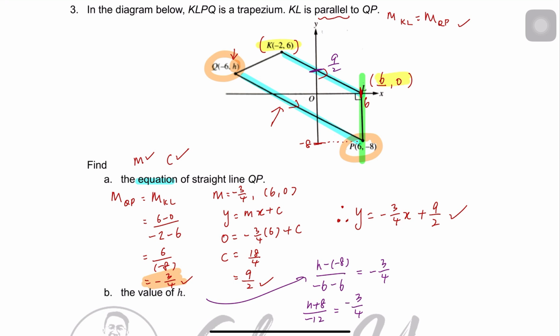Okay? So from here, you can just do your cross multiplication. You have 4 multiply h plus 8 equals to -3 multiply with -12. Okay? So 4h plus 32 equals to 36. 4h equals to 4. So h, you are using 4 divided by 4. And basically h is 1.